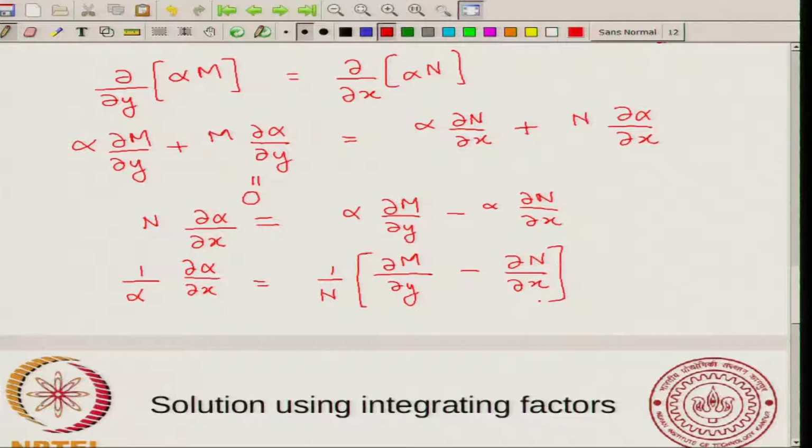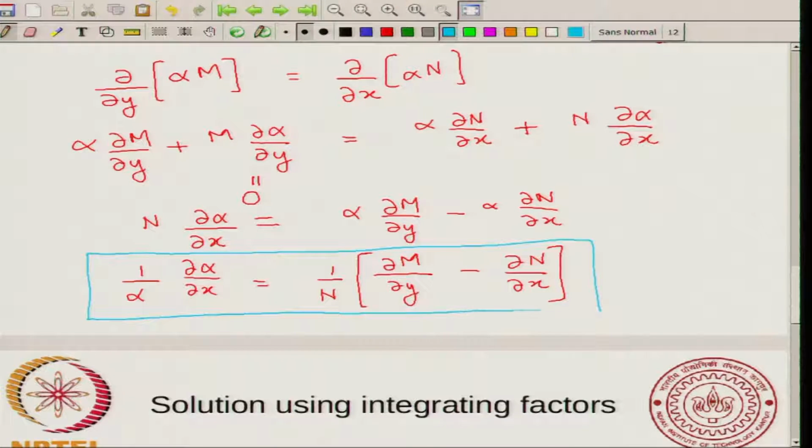Okay. Now, this equation that we have here, let me emphasize this equation a bit. This equation is quite a remarkable equation, and the reason I say it is remarkable is that we started with the assumption that alpha is a function only of x. So if alpha is only a function of x, then the left hand side only depends on x.